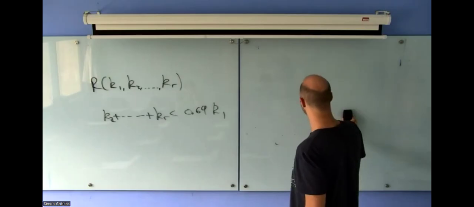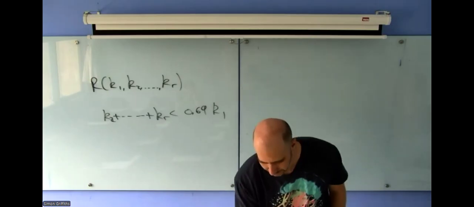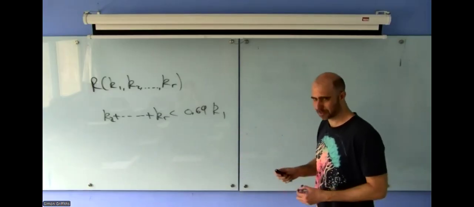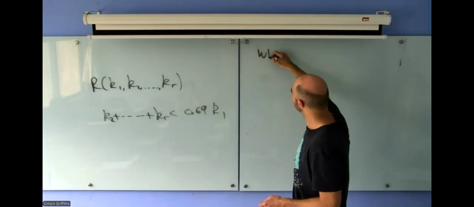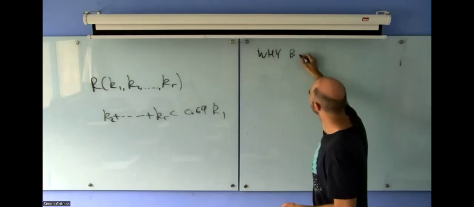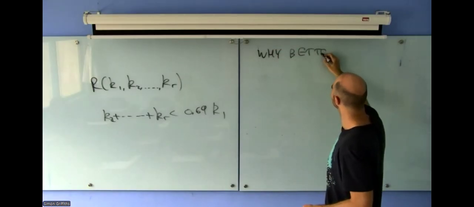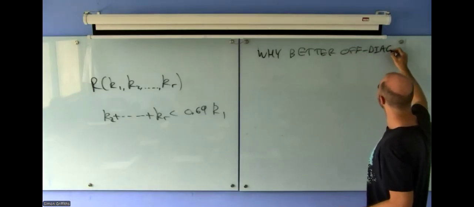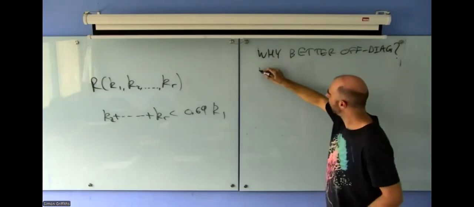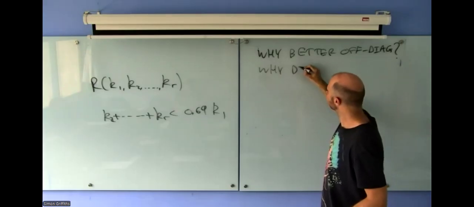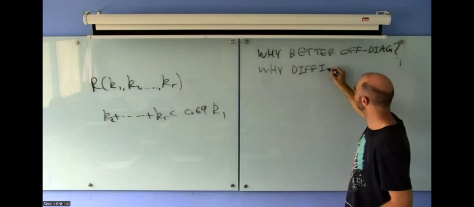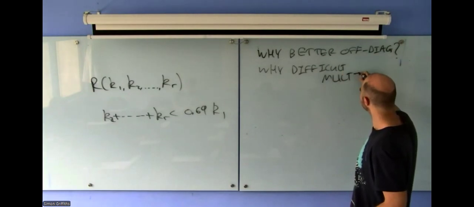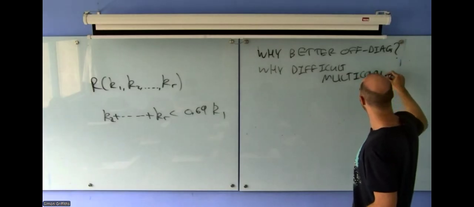And I would actually say there are two questions here which appear to be completely different. Why is the argument better off-diagonal, when L is K over 100 or something? And why is it difficult for multicolor? And it's the same reason.